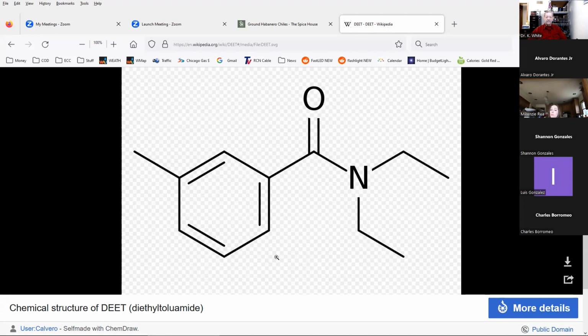This is DEET. Now, time for another Dr. White story, and this will help you out. One of the good things about my class is you're going to learn about things you use in your daily life. But before I say that, why learn these reactions? Because that's how we make things like insect repellent. The active ingredient in insect repellent is the amide you just made, DEET.